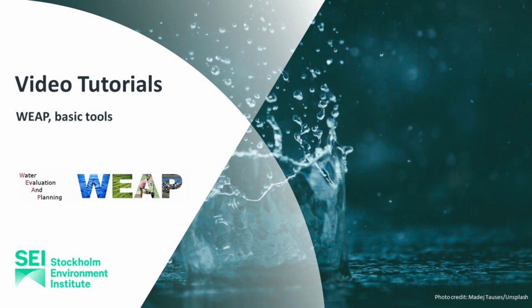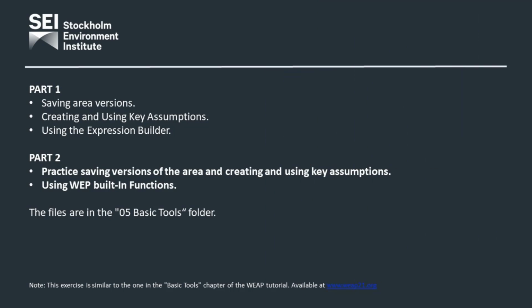Hello, this session is the second part of the WEAP Basic Tools video tutorial. In the first part, we saw how to save area versions, create key assumptions, and use them in the expression builder. We will practice saving versions of the area, creating key assumptions, and linking them using WEAP functions. This exercise is similar to the one in the Basic Tools chapter of the WEAP tutorial.